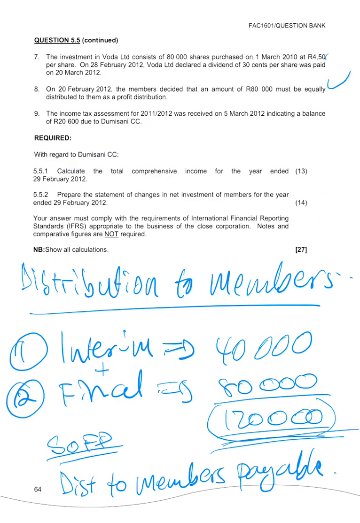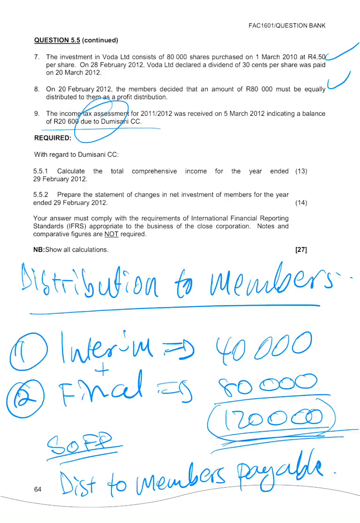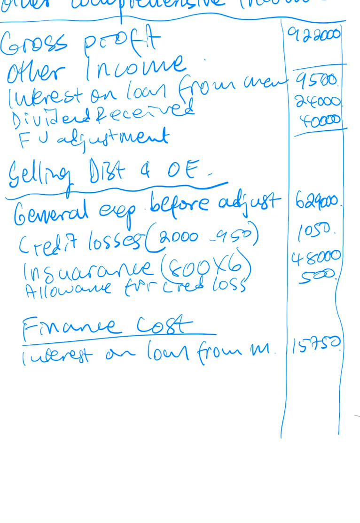Right, so we are done. Then the income tax assessment was received on 5 March, indicating a balance of 20,600. Please take note, it is due to, meaning that SARS is now owing to Misani. And how much was the tax in the trial balance there? It was 116. So we come in the profit and loss account and we say profit before tax.